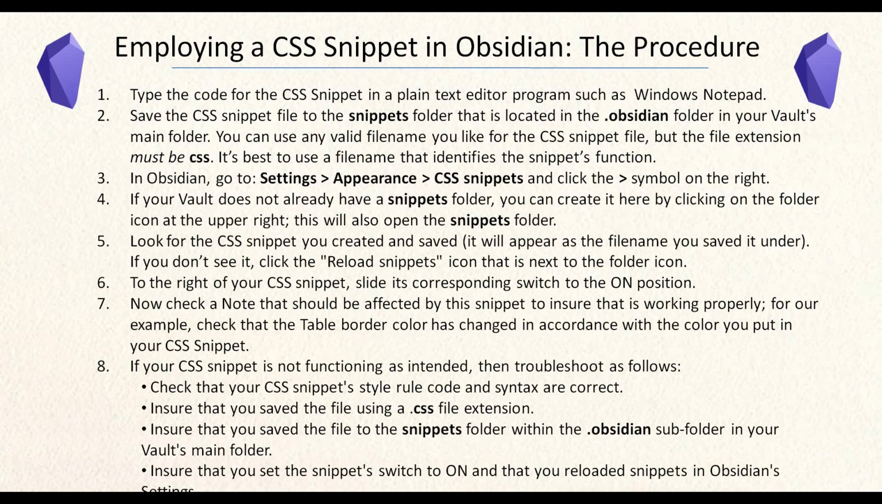7. Now check a note that should be affected by this snippet to ensure that it's working properly. For our example, I'll check the table border color and see that it has changed in accordance with the color that I put in our snippet.